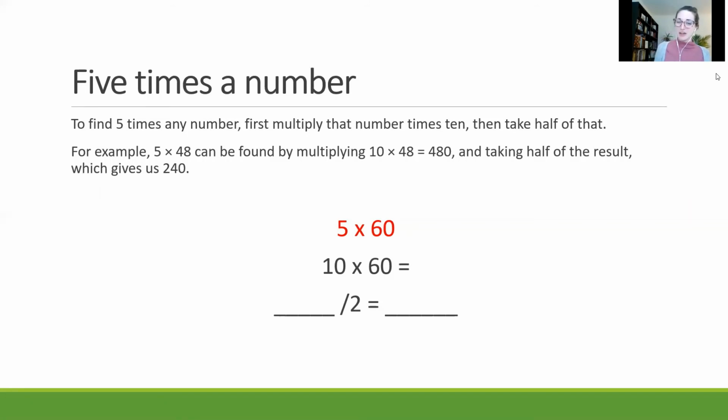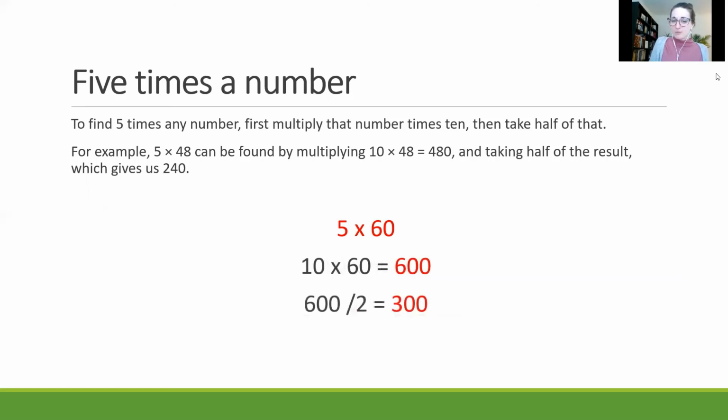Let's practice it with another one. What if we had 5 times 60? Well, what I could do is just do 10 times 60 first, which I know is very easy. I'll just add that extra decimal place and put in a 0, 600. And then if I did 600 divided by 2, I would get 300. So 5 times 60 is 300.